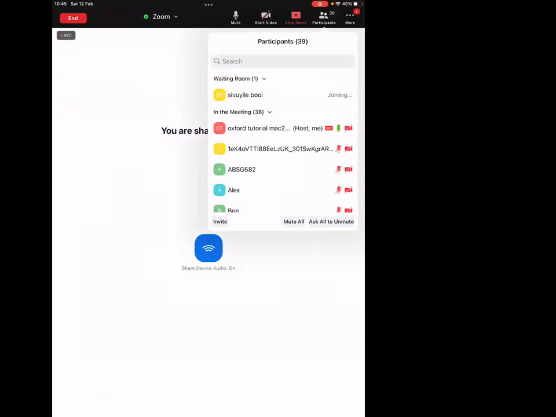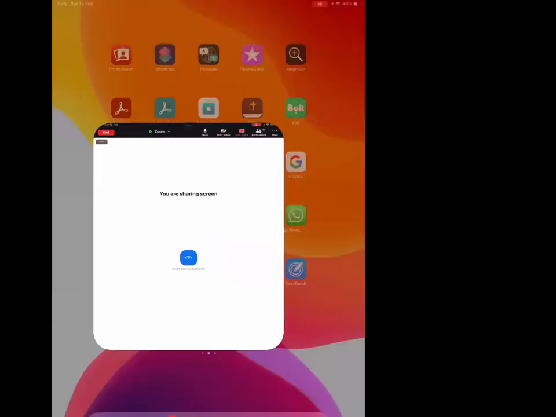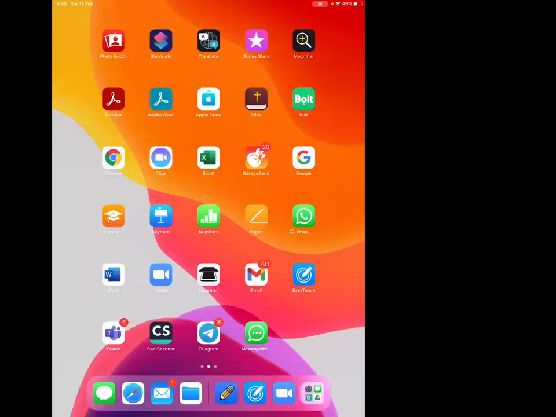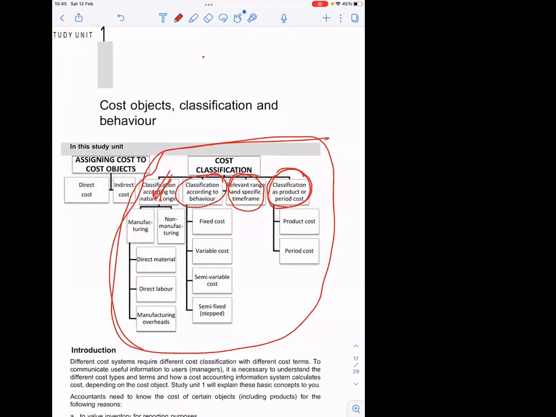Not the classification. Either this or that. Okay. Well, you won't be able to see me, you see my screen. Right. So we've covered that one. Product cost is taken into account in the product. These ones are non-manufacturing cost.